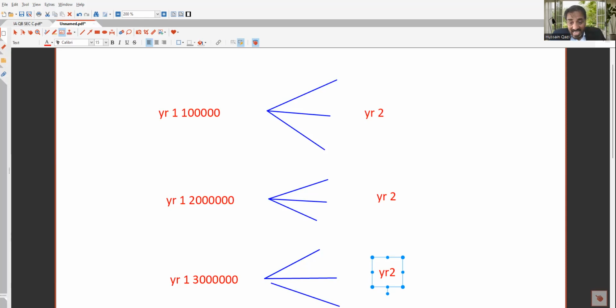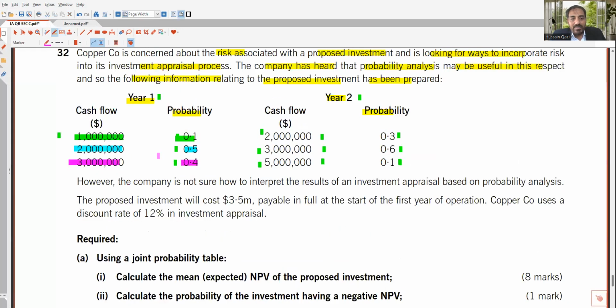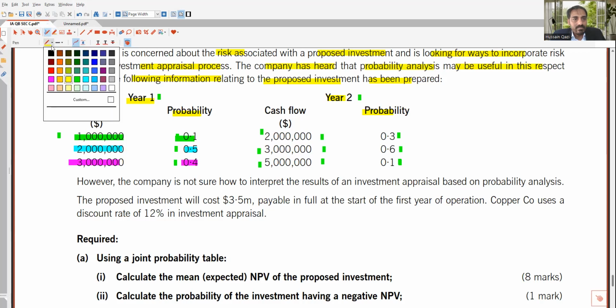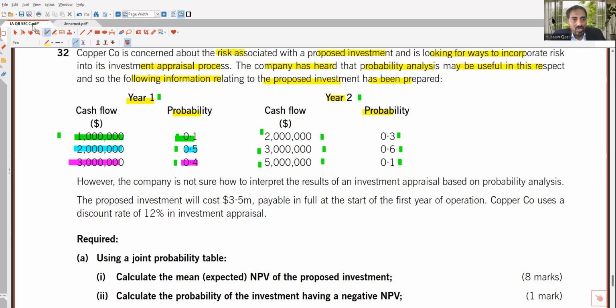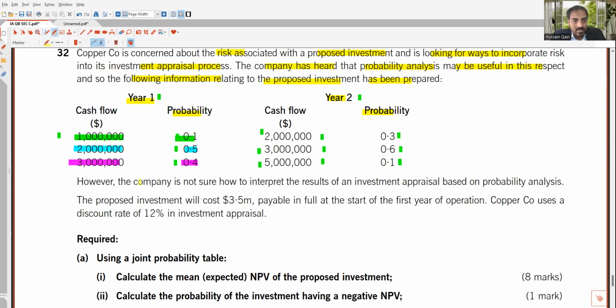So what the examiner is asking here, however, the company is not sure how to interpret the results of investment appraisal based on probability analysis. The proposed investment is 3.5 million. Do remember, the year 0 investment of 3.5 million is fixed. All these complications of joint probabilities are about inflows, year 1 inflows, year 2 inflows.